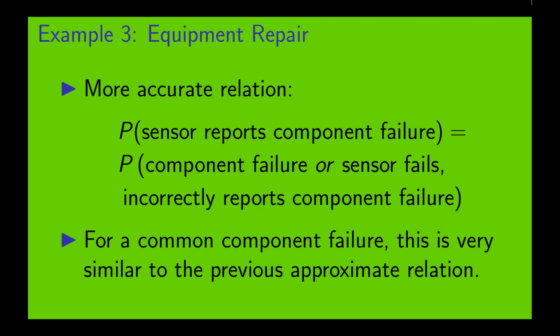A more accurate statement would be to say that the probability that a sensor reports a component failure is equal to the probability that that component actually fails, or that a sensor fails in such a way as to incorrectly report that that component failed. In the case of a common component failure, the previous approximate expression will give results pretty close to this one.